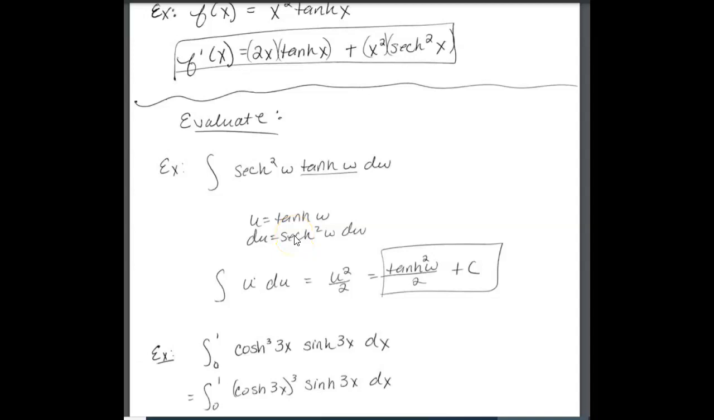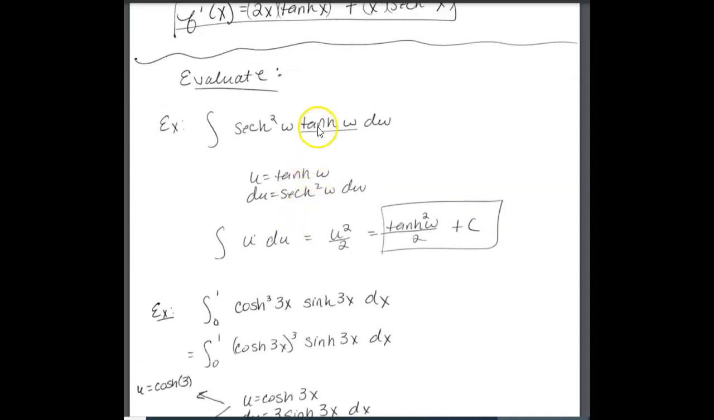So replacing those within the original, this is my u, and then all the rest of this stuff is the du. So you just end up getting u du. The antiderivative then is u squared over 2, and then you put back the original function, hyperbolic tangent squared over 2, plus the c.